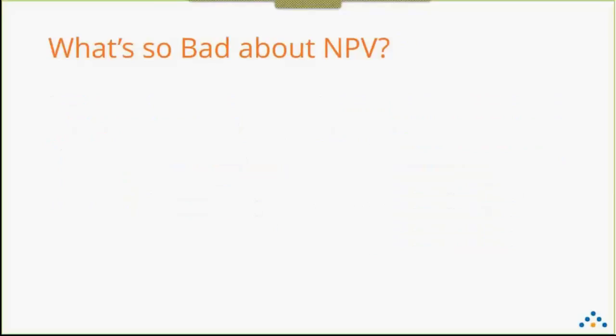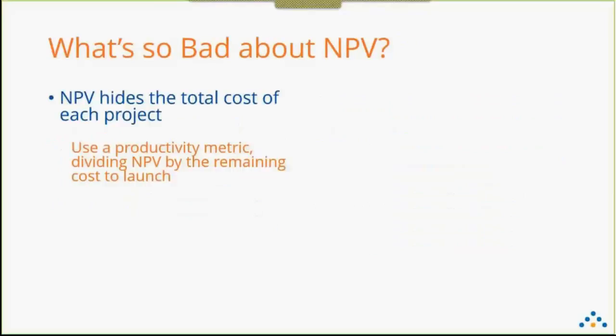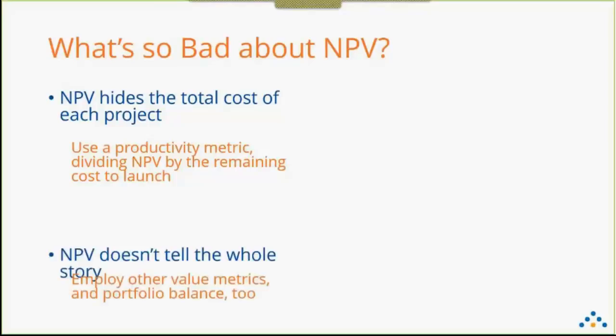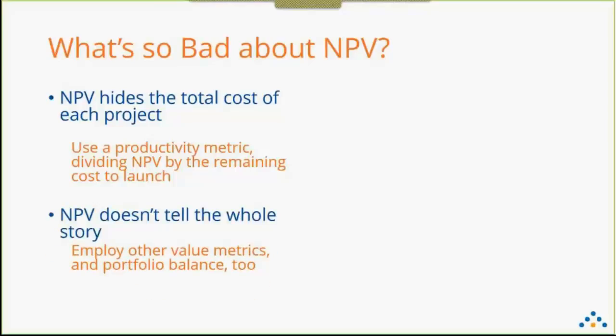So some of the challenges around using net present value: people say it hides the total cost of each project. You can look at two projects with the same NPV, but they have perhaps a very different investment outlay that's required. That's why we like using a productivity metric, which we'll talk about in a few minutes. NPV doesn't tell the whole story, that's what some people say. We like to employ other value metrics, such as looking at peak revenue or looking at simpler metrics such as market size. And we also employ portfolio balance, as we'll talk about later as well.